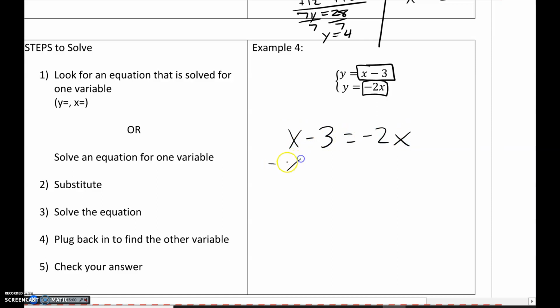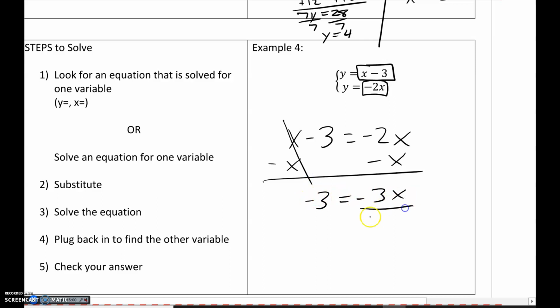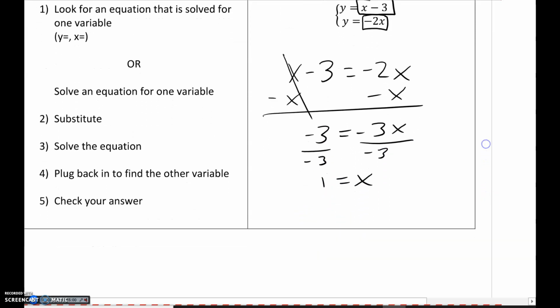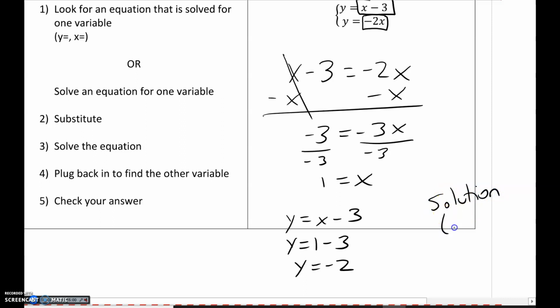And now I can solve this and figure out the value of x. So x equals 1. And using my other equation, I can figure out the value of y by plugging in 1. So the solution here is 1, negative 2.